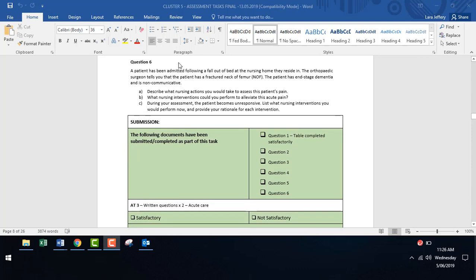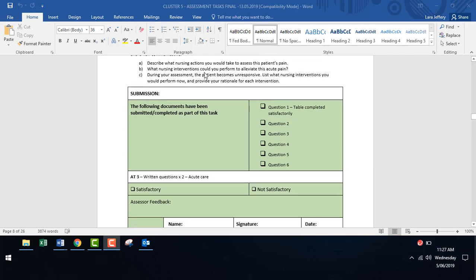Question 6. A patient has been admitted following a fall out of bed at a nursing home they reside in. The orthopaedic surgeon tells you that the patient has a fractured neck of femur. The patient has end-stage dementia and is non-communicative. Okay. So 3 things here. Describe what nursing actions you would take to assess the patient's pain, remembering that the patient cannot communicate with you. So we want you to tell us how you would assess a patient's pain that cannot communicate with you. Okay.